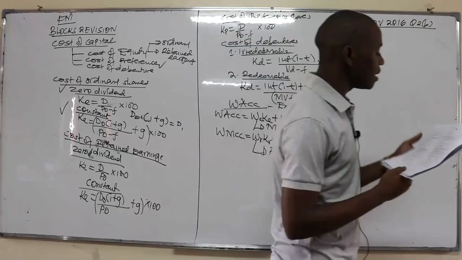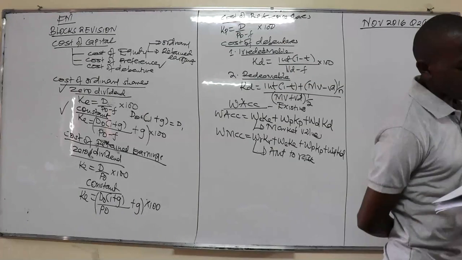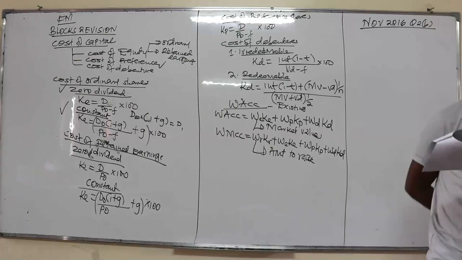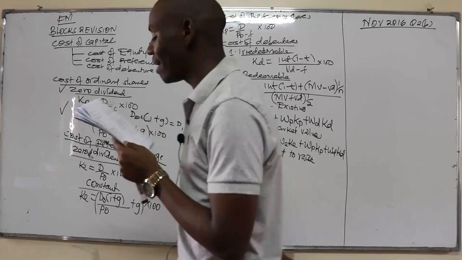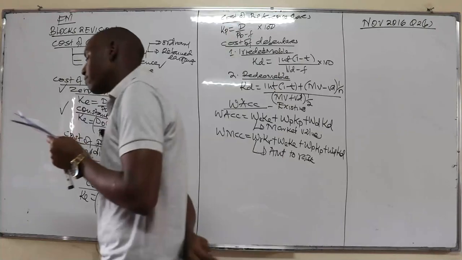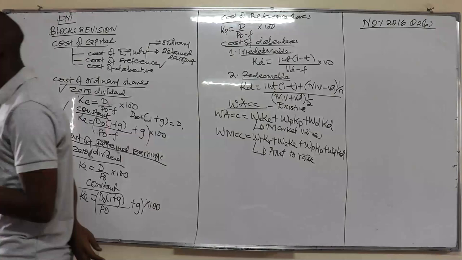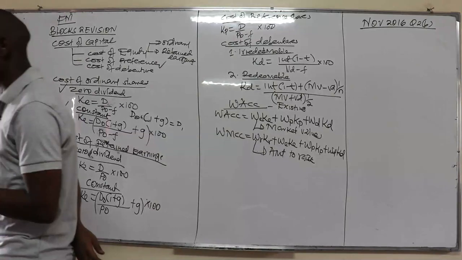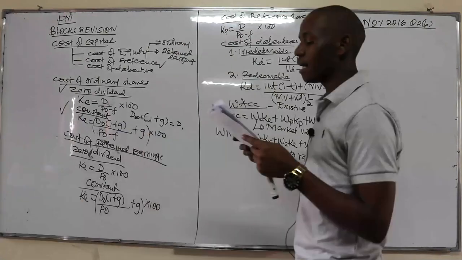You are required to compute the weighted average cost of capital. And number two, you explain reasons why the cost of equity could be greater than the cost of debt. Now, let's begin. In this case, what we'll be required to get here is the WACC.